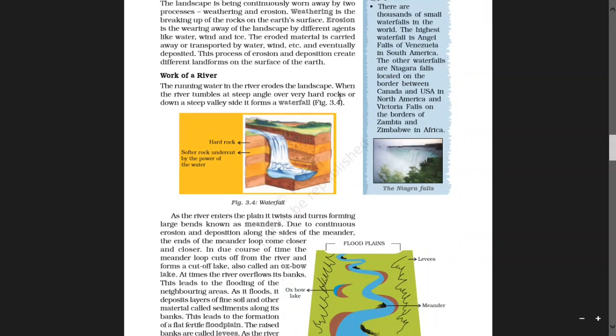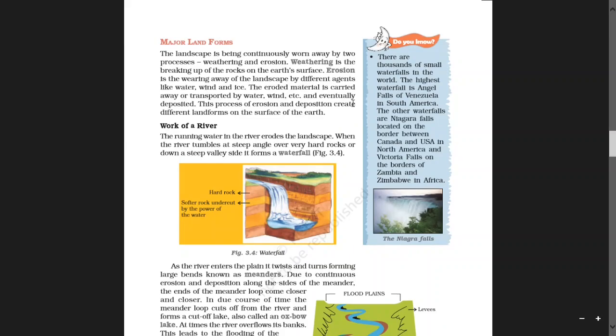See the right margin of this page, boys. Do you know? There are thousands of small waterfalls in the world. The highest waterfall is Angel Falls of Venezuela in South America. Come on, tick mark which is the highest waterfall in the world. You have to say Angel Falls, okay? Angel Falls of Venezuela. It is in South America. It is the highest waterfall in the world.